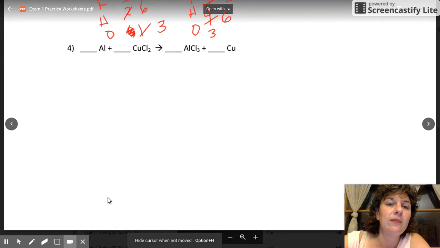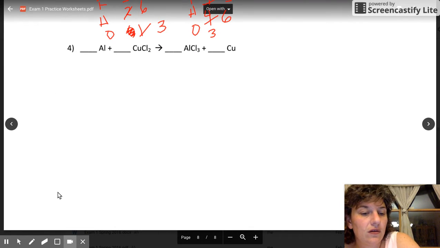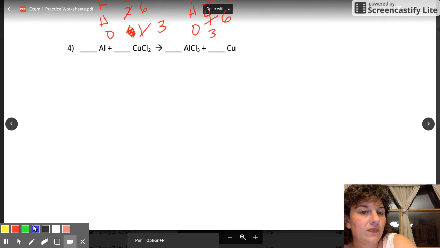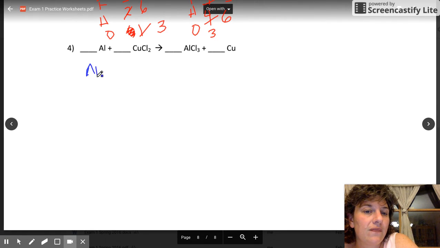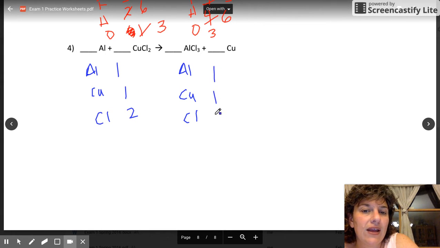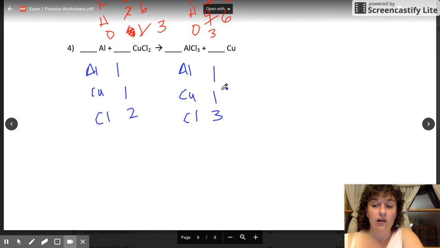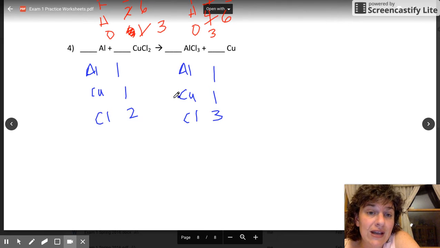We have aluminum, copper, and chlorine. Only 3 atoms in this one. Okay, so we have Al, we have Cu, and Cl. Al, Cu, Cl. We have 1 aluminum, 1 copper, 2 chlorines. 1, 1, and 3. All right, right away, I can see that our chlorines aren't balanced. We have 2 on one side and 3 on the other. The only way to get them to equal out is to put a 2 here and a 3 over here.